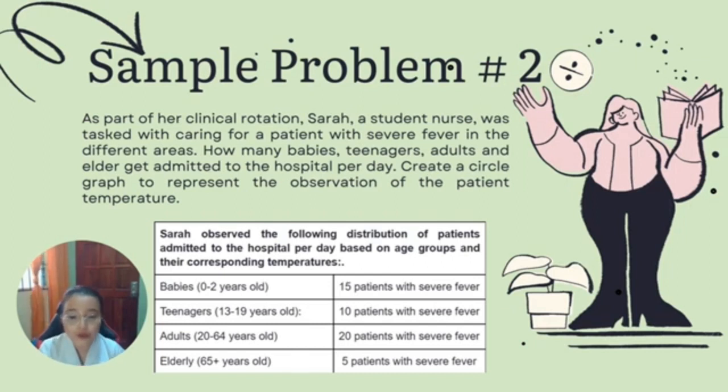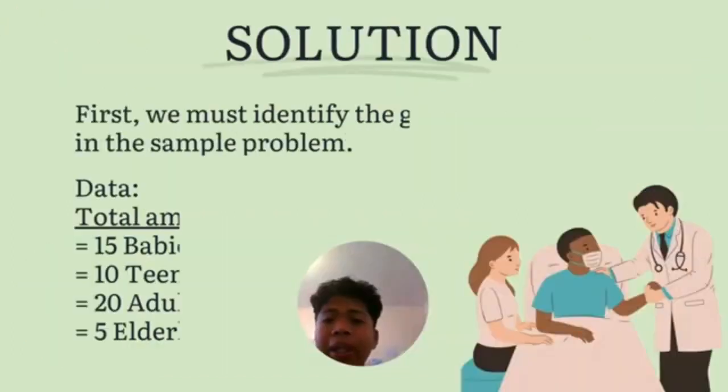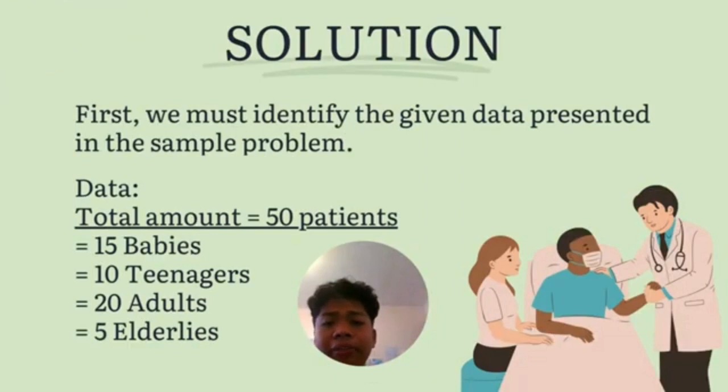So Sarah observed the following distribution of patients admitted to the hospital per day based on age groups and their corresponding temperatures. For the babies, 0 to 2 years old, 15 patients with severe fever; teenagers, 13 to 19 years old, 10 patients with severe fever; adults, 20 to 64 years old, 20 patients with severe fever; and elderly, 65 plus years old, 5 patients with severe fever. Thank you, Prisha, for that interesting scenario.